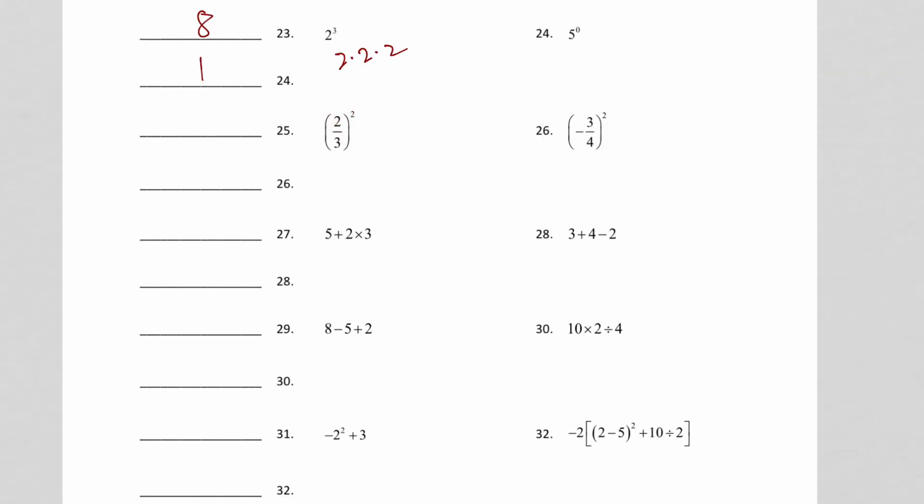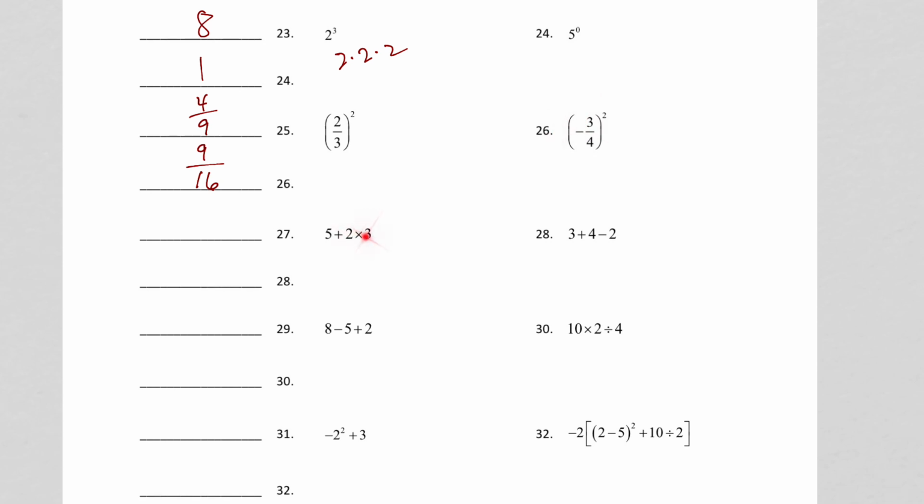Here we're going to square the top and the bottom, and we'll get 4 over 9. Here the negative is inside of the parentheses, so this negative gets squared away and it turns to positive. And then we square the 3 and we get 9, and we square the 4 and get 16. And it's positive because the negative is inside of the parentheses getting squared, not outside.